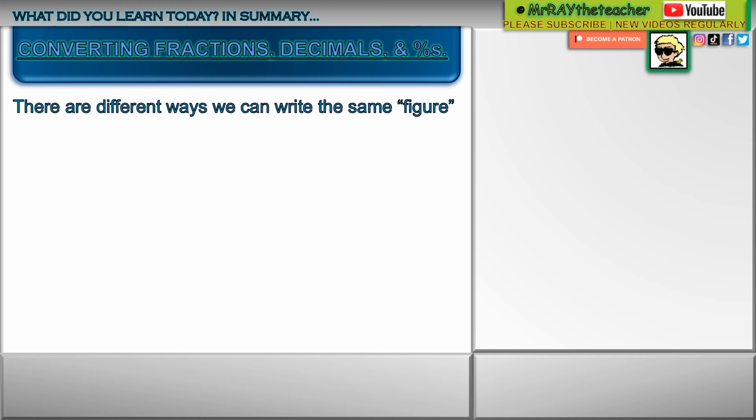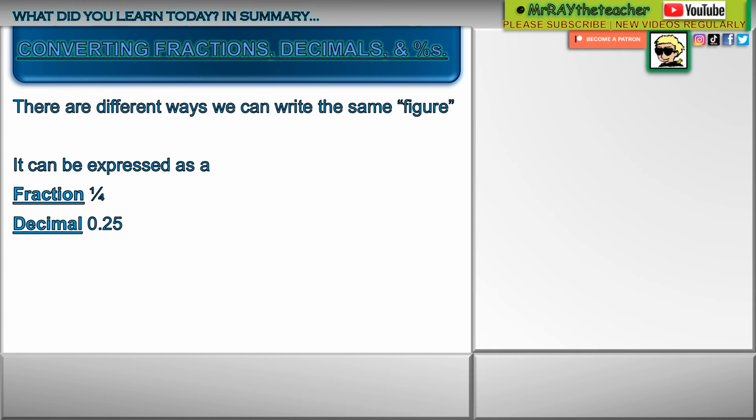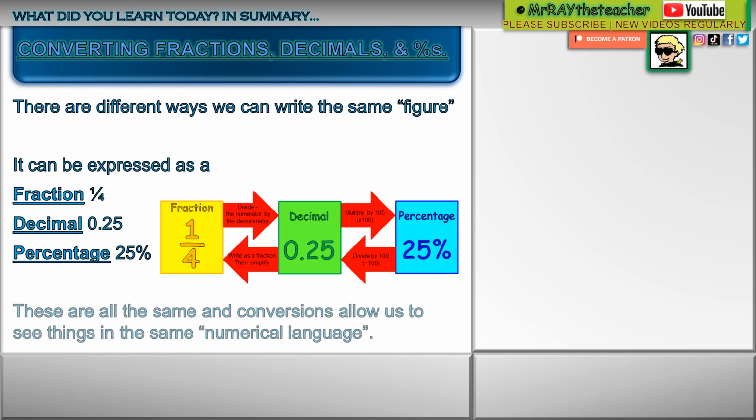You learned this: converting fractions, decimals, and percentages. These are different ways we can write the same figure. So, for example, it can be expressed as a fraction, which is 1/4, 1 over 4. It can be expressed as a decimal, 0.25, or it can be expressed as a percentage, 25%. If you want to keep the 25s in there, this can also be written as 25 over 100, but we've just simplified it there. And there you go. And these things are all the same value, and conversions allow us to see things in the same numerical language. Hopefully that's made it simple for you.